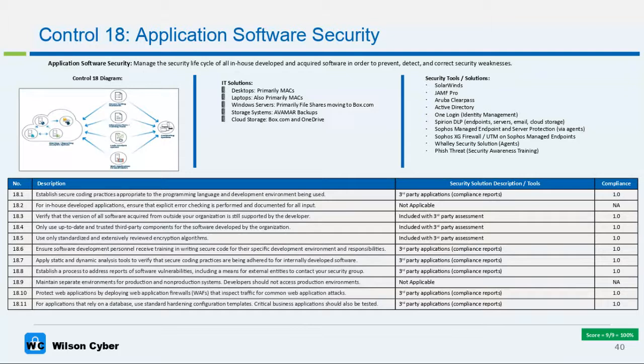details are: establish secure coding practices for in-house developed applications, ensure explicit error checking is performed, verify the version of all software acquired from outside the organization is still supported, use only up-to-date and trusted third-party components, use only standardized and extensively reviewed encryption, ensure software development personnel receive training in writing secure code, apply static and dynamic analysis tools to verify the secure coding practices are being adhered to, establish a process to address reports of software vulnerabilities, including a means for external entities to contact your security group, maintain separate environments for production and non-production systems, protect web applications by deploying web application firewalls, and for applications that rely on a database, use standard hardening configuration templates.